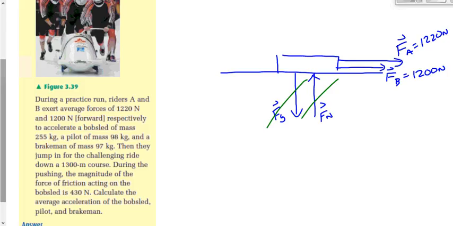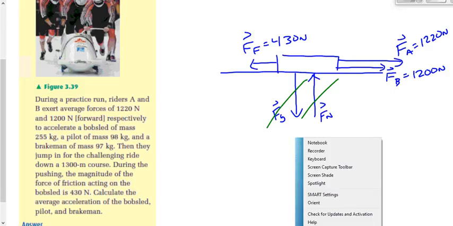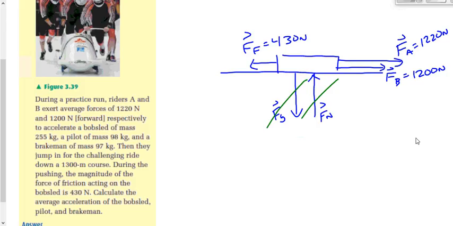Yeah, the value of friction is 430. Which way is it going to act? Yeah, so let's draw that smaller than the 1200, obviously. Let's call that FF. Now, I don't have to include the mass on my diagram. I can include the mass somewhere separate, but I might as well.